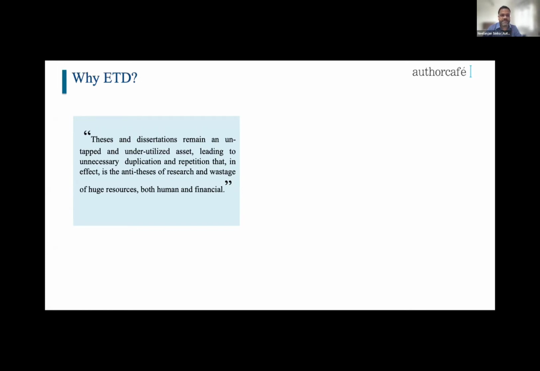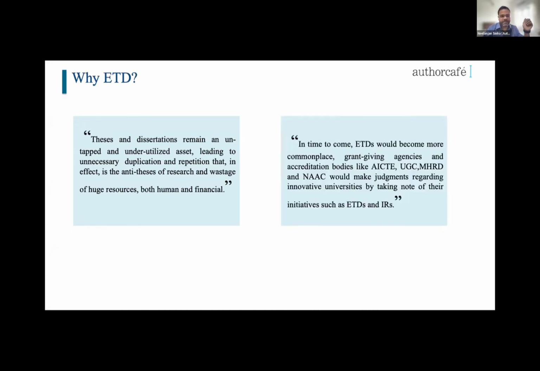And what problems does it lead to? Some of the things which we spoke about earlier, that leads to unnecessary duplication and repetition, right? Which is against the fundamental law of research and which leads to wastage of all of this sort. Another quote from them, this is their vision and this is how they see thesis evolving, and this is why they feel that ETD is very, very important, and we can't agree more.